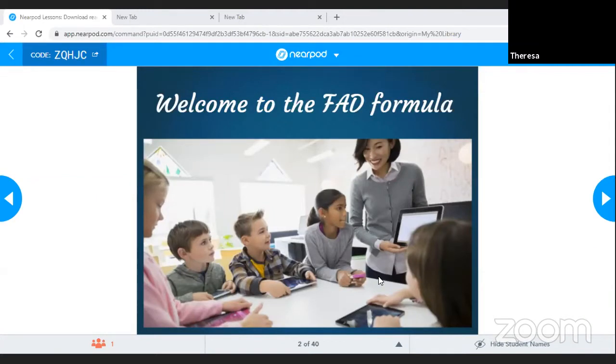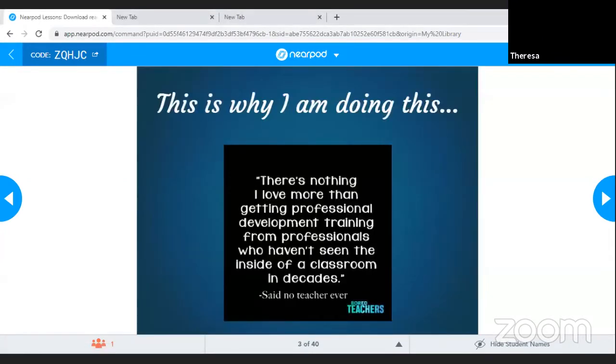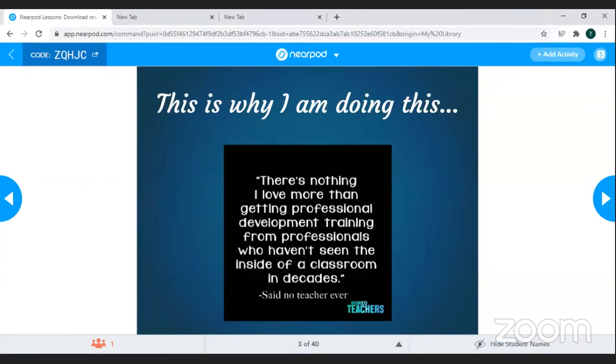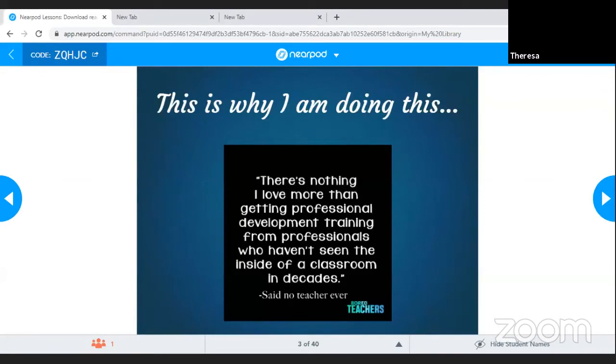This morning we have something a little bit different to what we've been doing the last few weeks. Today I'm going to introduce you to the FAD formula, which has been curated by EdTech so that we can provide you with a solution to address problems in the classroom. I'm going to start this session by asking you to think about professional development in general, and to give you a reason why I am doing this morning.